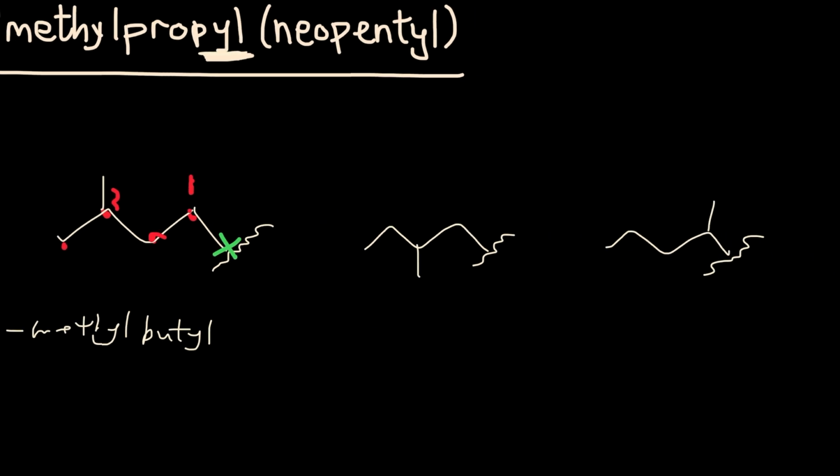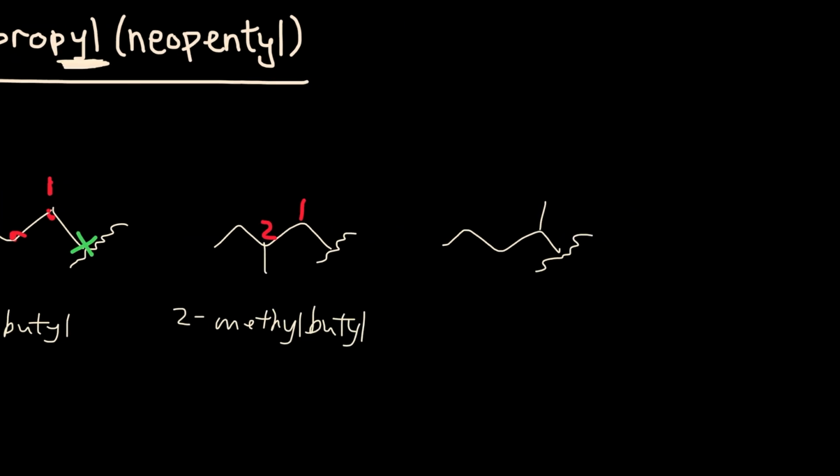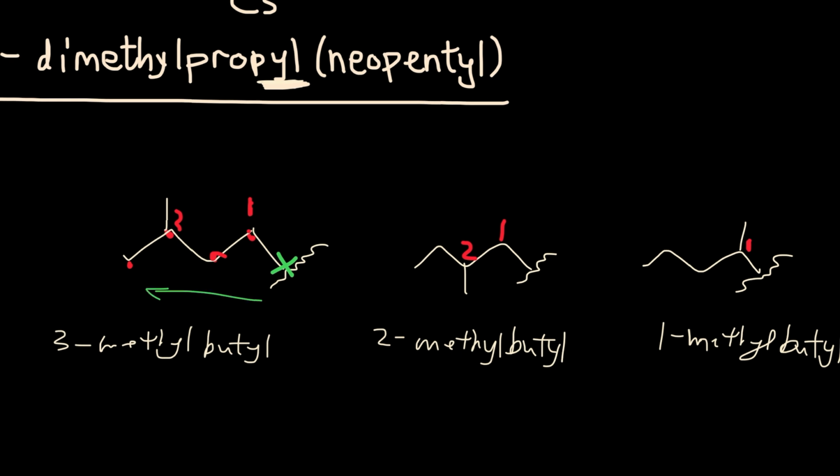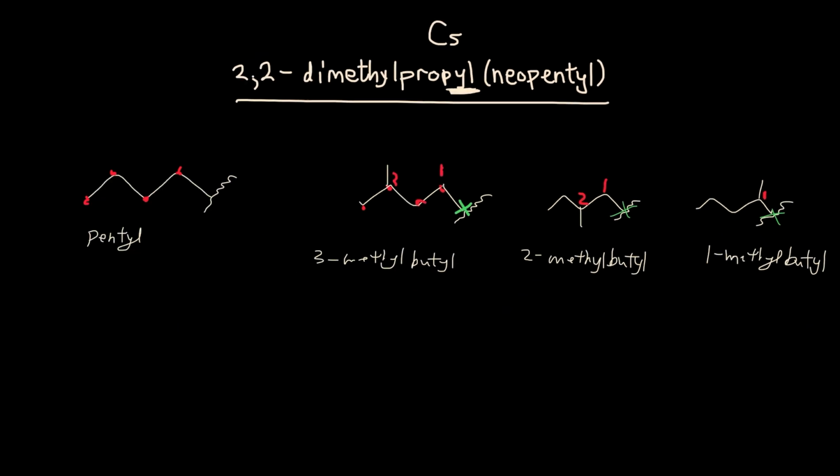Here there is a 2-methyl butyl group. And lastly, this starts at 1-methyl butyl group. So once again, you start counting this way, starting from the direction of a parent chain, but do not start from the parent chain. Easy mistake.